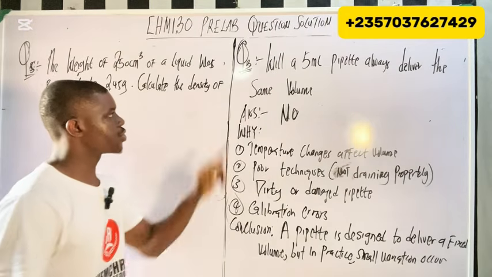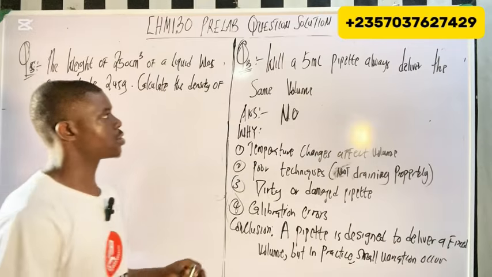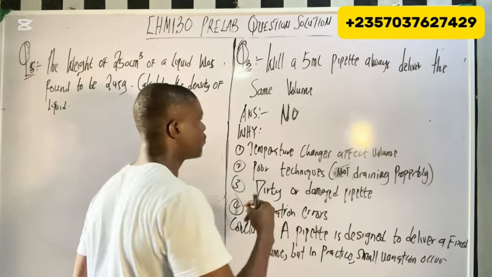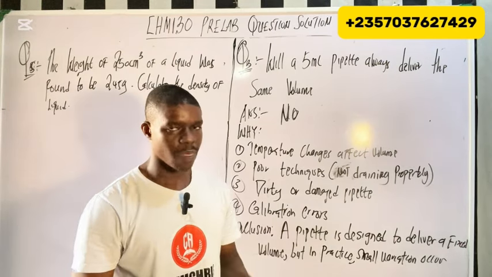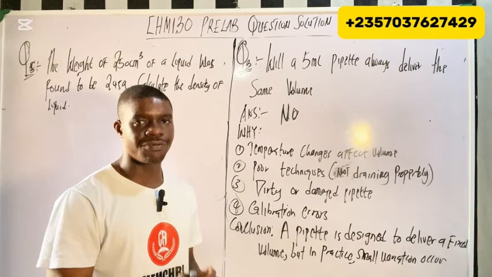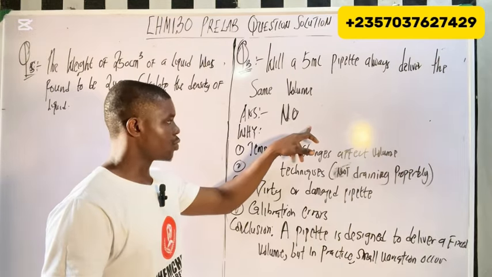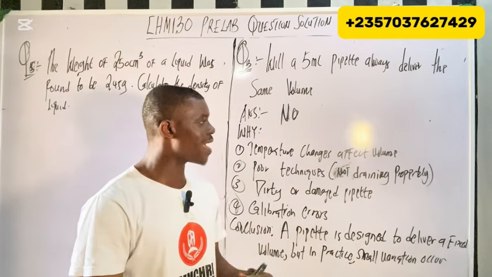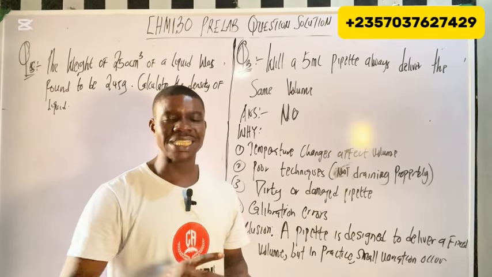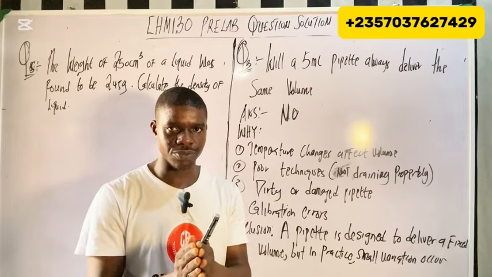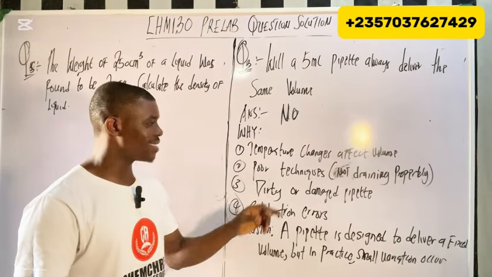Let's answer question 3 here. Question 3 says, will a 5 ml pipette always deliver the same volume? The answer is no, and there are reasons. Number 1, temperature changes the volume. The main reason is because temperature always changes the volume.